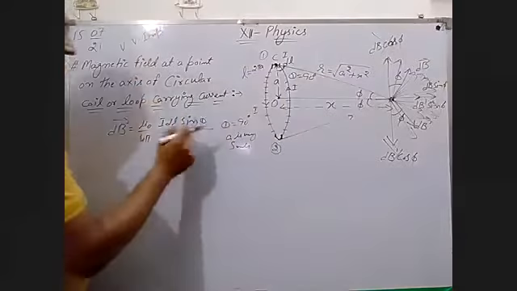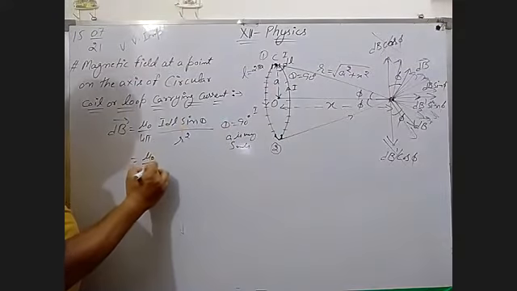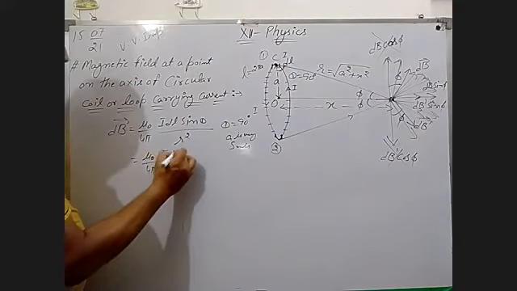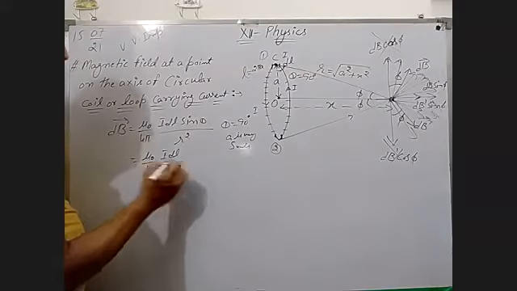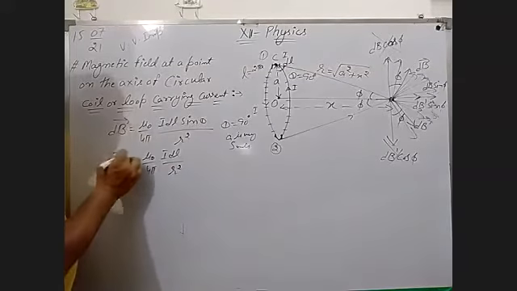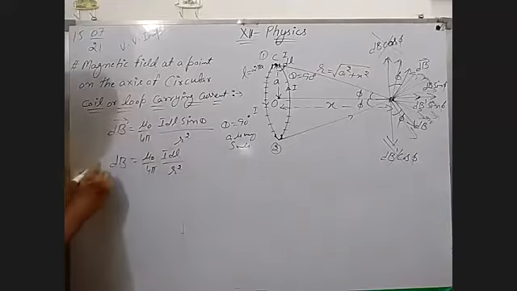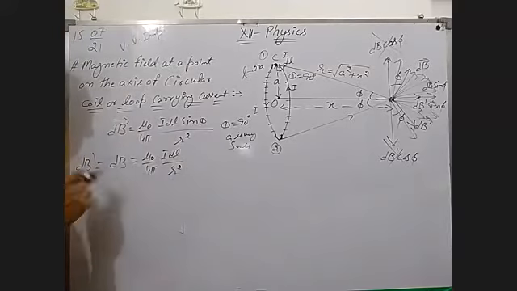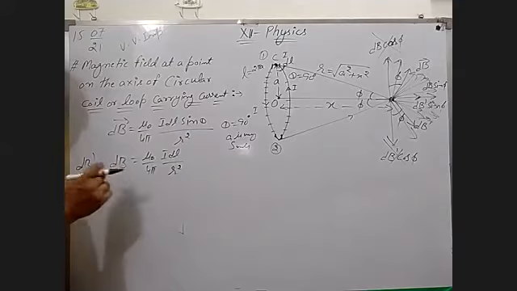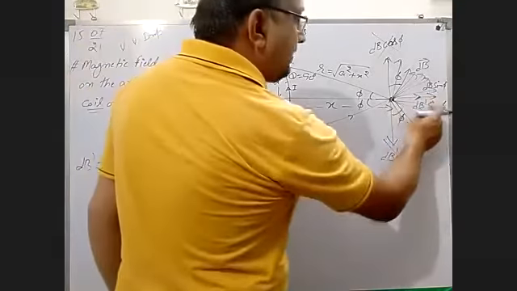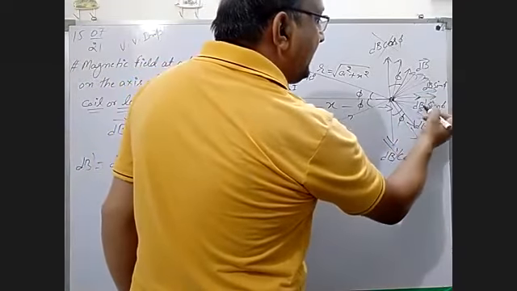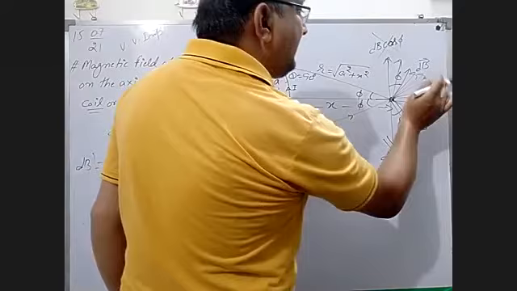Okay. Then you can take this thing, mu naught upon 4 pi I dl upon r square. But this dB and dB dash, there is no difference in between these. And dB is what? dB has two components, dB dash sin phi, dB sin phi.